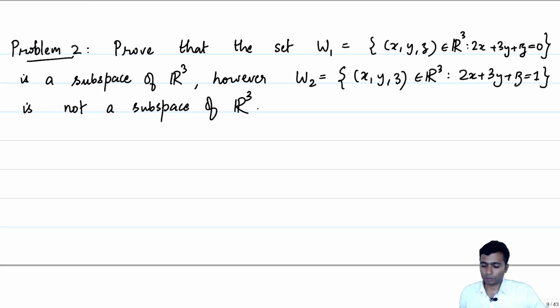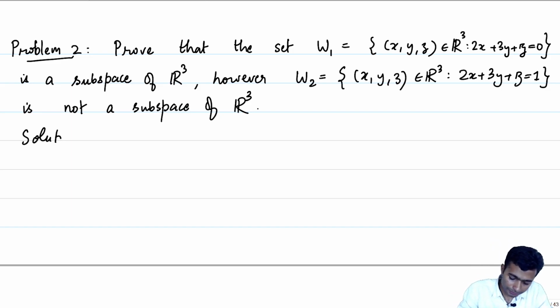After looking through the solution, you will notice that 2x plus 3y plus z equal to any non-zero number, not necessarily 1, will not give a subspace. Take Wk to be the set of (x, y, z) in R3 such that 2x plus 3y plus z is equal to k; that will not be a subspace. It has to be equal to 0, otherwise it will not be a subspace. The same proof will go through. So let us look at a solution. This is more like a 'prove that', so let us call it a proof.